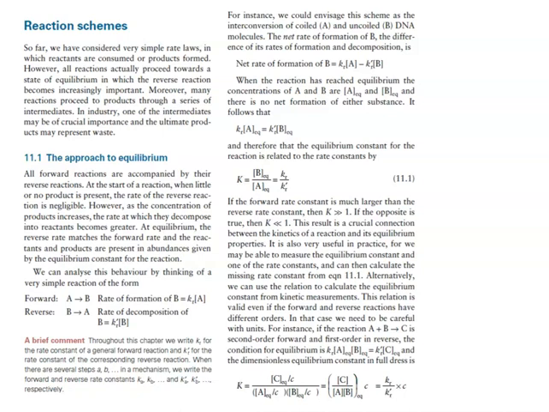All forward reactions are accompanied by their reverse reactions. At the start of a reaction, when little or no product is present, the rate of the reverse reaction is negligible. However, as the concentration of products increases, the rate at which they decompose into reactants becomes greater. At equilibrium, the reverse rate matches the forward rate, and the reactants and products are present in abundance, given by the equilibrium constant for that reaction.